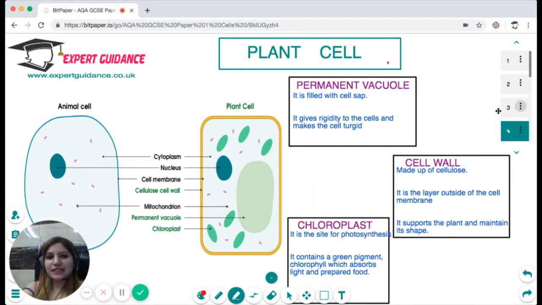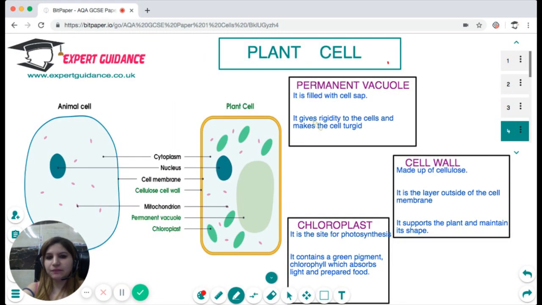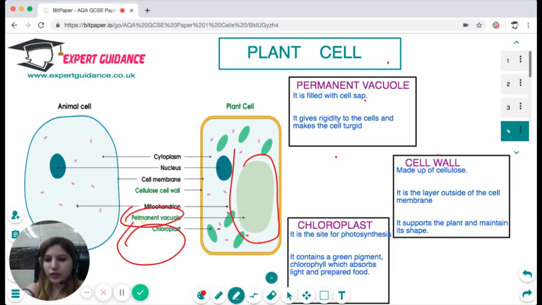Now the plant cell has all these organelles which we have just discussed in the previous slide, except it has three extra organelles which are just found in a plant cell. This is a big, large permanent vacuole. These green structures called the chloroplast, and outside the cell membrane there's an extra layer called the cell wall.